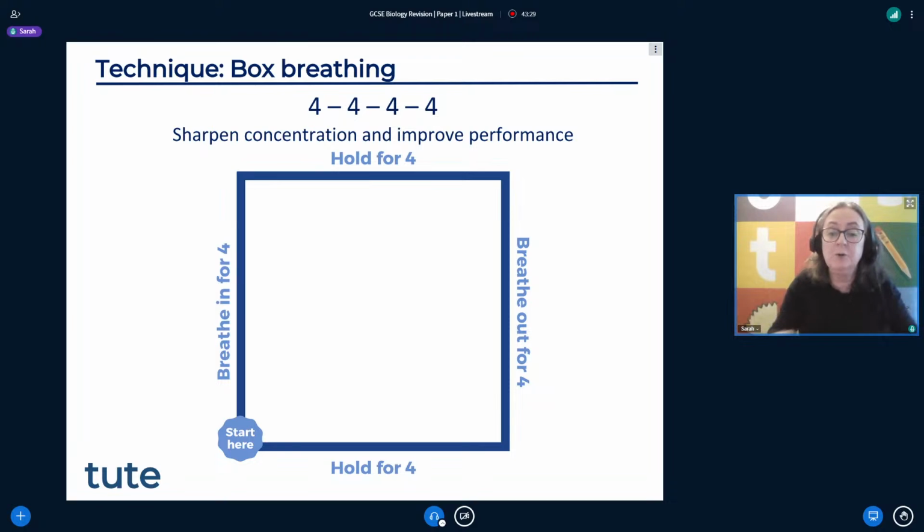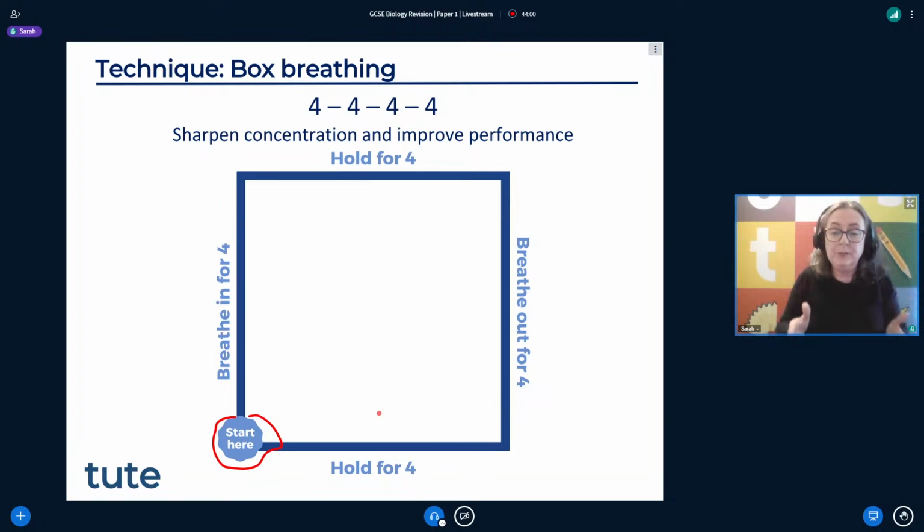We've got our oxygen supply. Everything's good. So with this breathing exercise, you basically start here. What you do is you breathe in for 4 seconds. Then you hold it for 4 seconds. Then you breathe out for 4 seconds. And then you hold it there for 4 seconds before you start again. And it's easy to remember because it's just 4 things: breathe in, hold, breathe out, hold. You will be amazed how that helps recenter you and gets you ready for the next question.